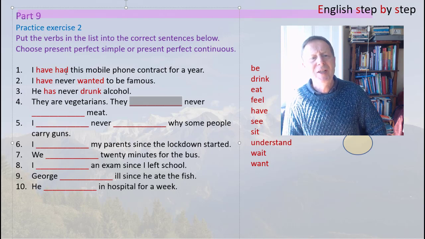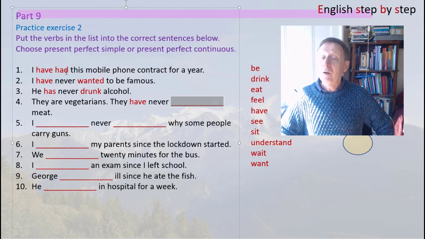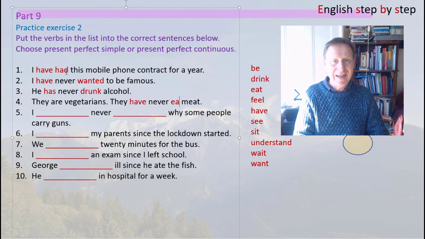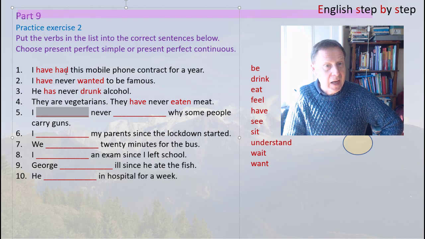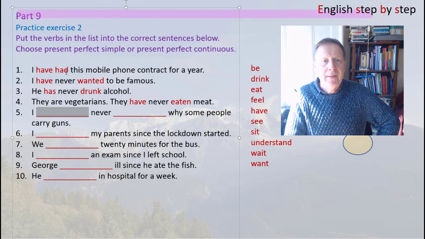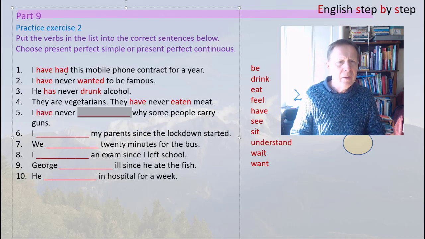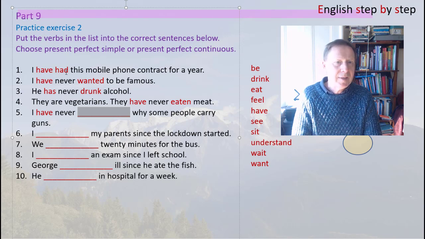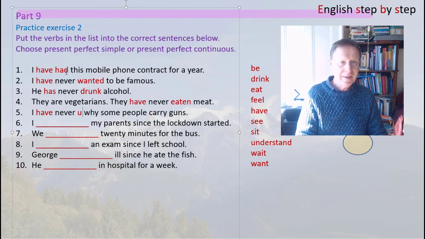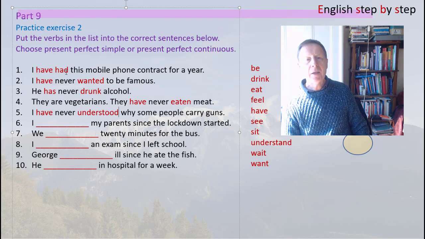Next one. They are vegetarians. They have never, and again, irregular past participle of eat is eaten. Now in that case, again, we have the adverb never, so we can't put it into the continuous form. They have never eaten meat. Now the next one is I have never, why some people carry guns. And I think the only verb that makes sense is understand. And the past participle of understand is understood. I have never understood why some people carry guns.